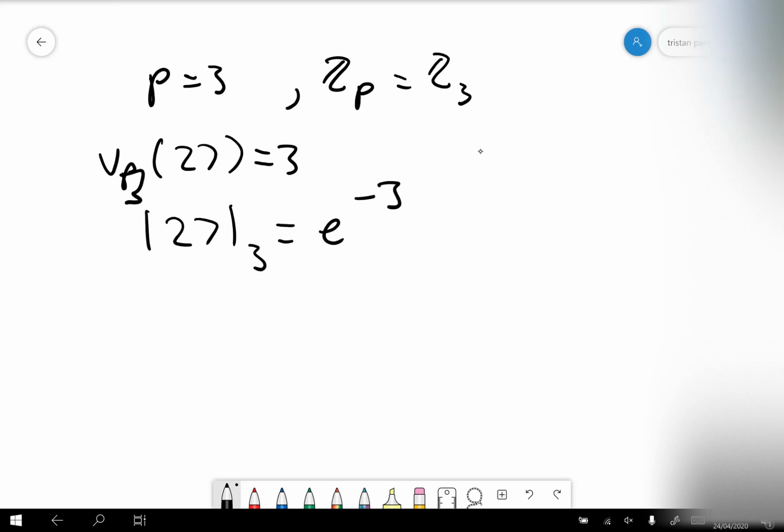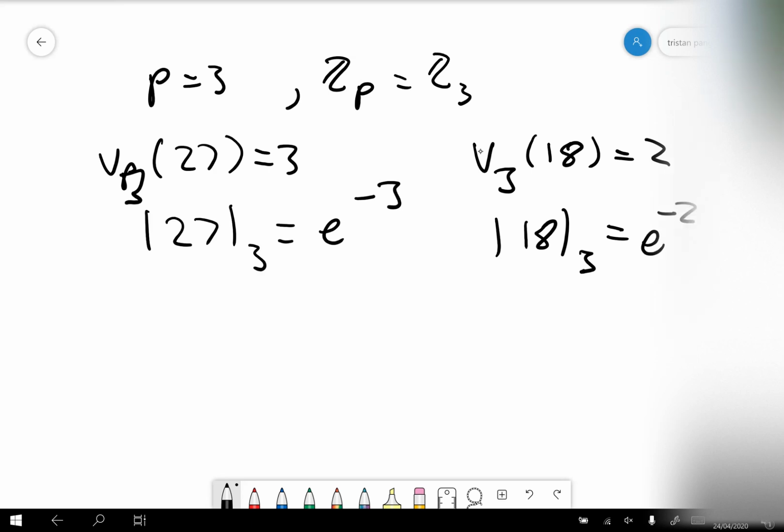And then if we look at something like 18 again, the valuation was 2, if you recall, then the norm of 18 would be e to the minus 2. And in fact, you can probably see that e to the minus 3 is less than e to the minus 2. So that means things with higher powers of p are smaller in the P-adic norm.